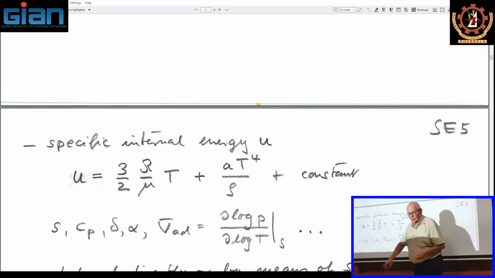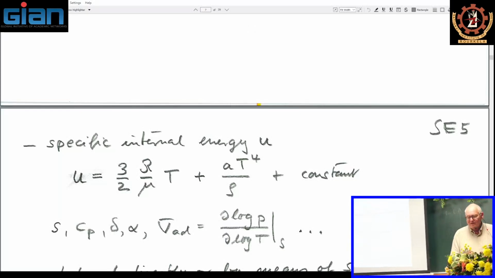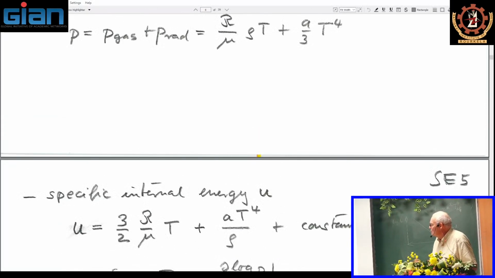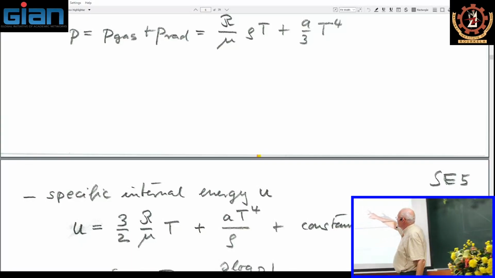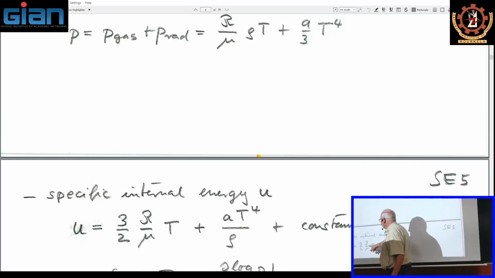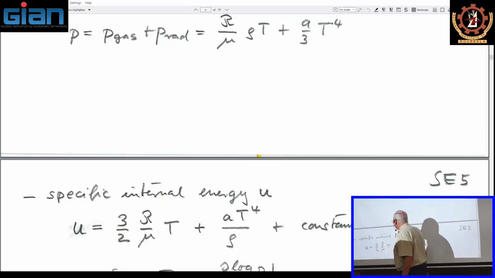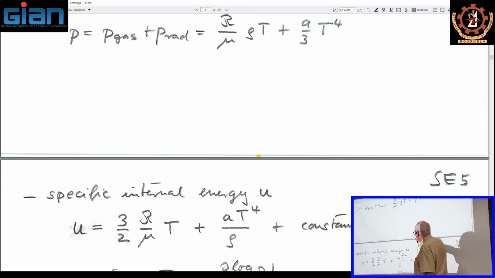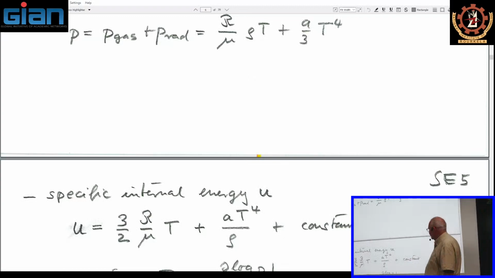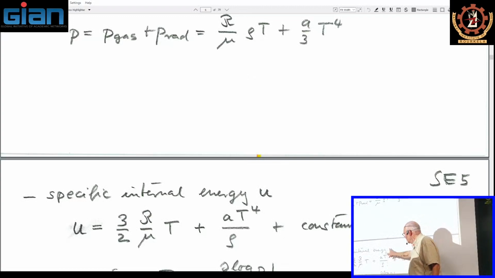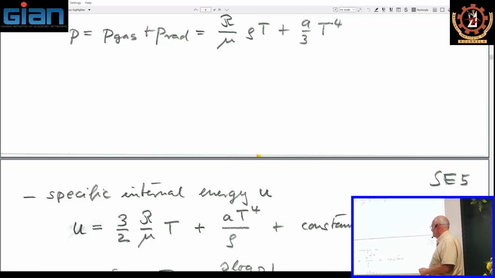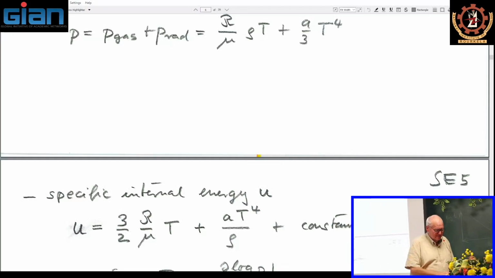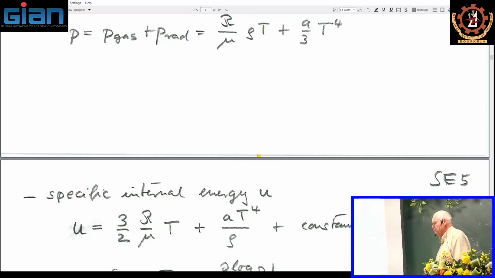3/2 R over mu. If you compare it to the pressure, it's a very, very similar relation. So pressure is R over mu rho T. So this is 3/2 R over mu times T. And for the radiation pressure, we have that the energy density goes with A times T to the 4th over rho, because we have the specific internal energy U here, plus, of course, any energy density is only determined up to a constant.